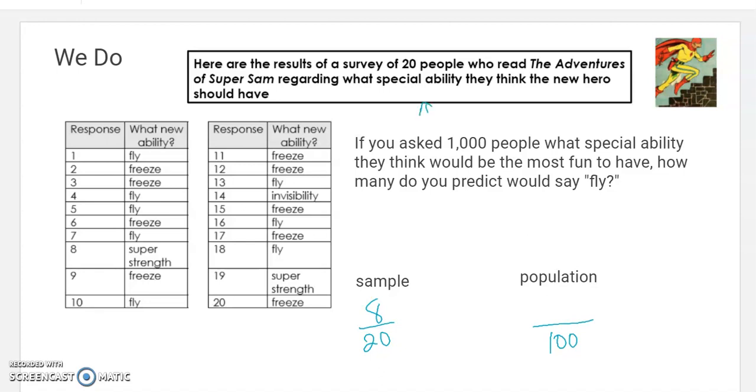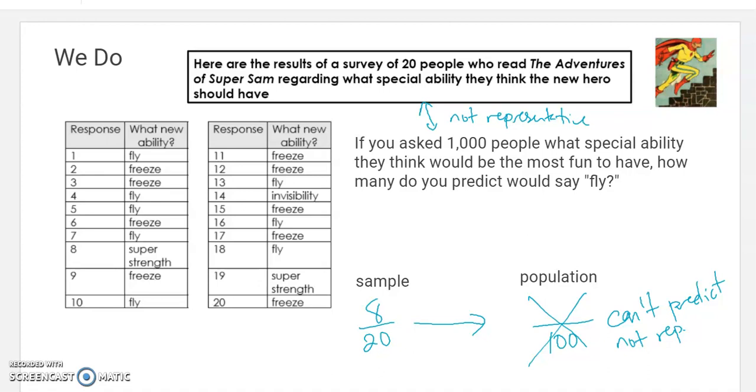But you'll notice this and this are different. They are not representative. Right? Just because 8 out of 20 readers of this book hope the new character will fly, that doesn't mean if you asked 1,000 people what they would like to do themselves would say fly. It's not a representative sample. We can't make a prediction based on the data we have. Not representative. So you've just got to be careful before you do any of these questions.